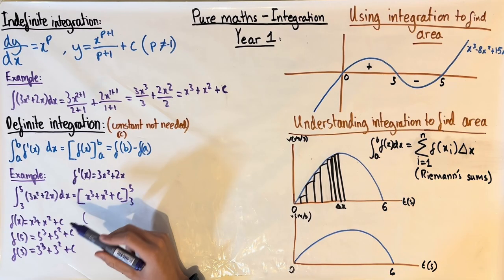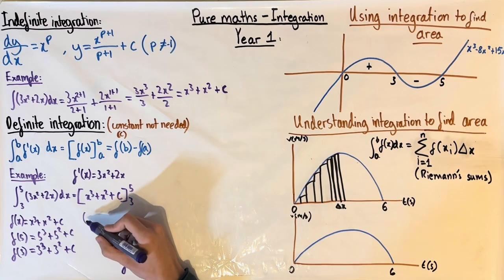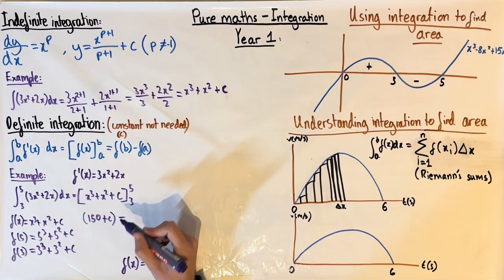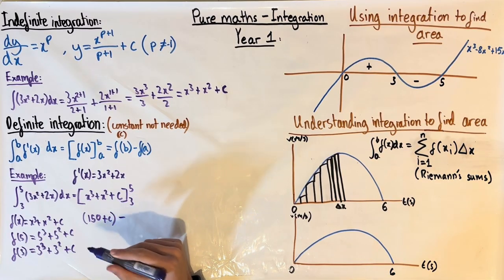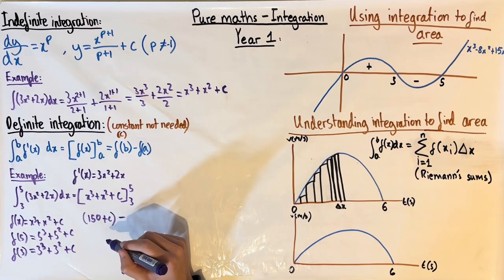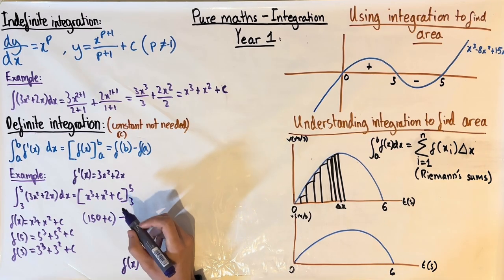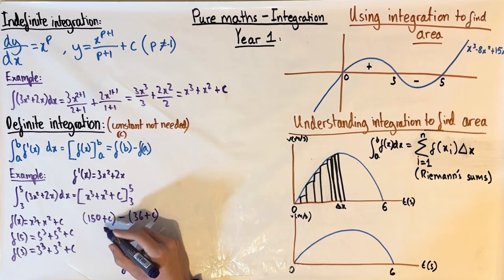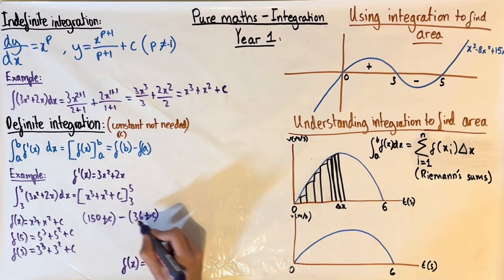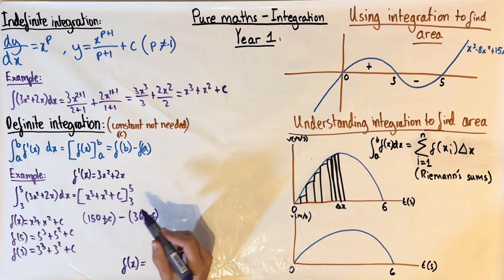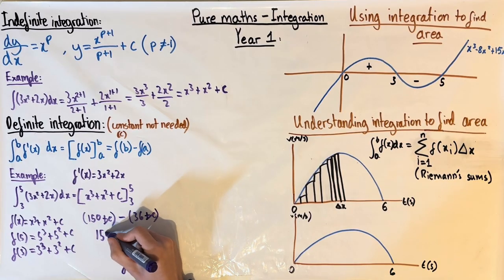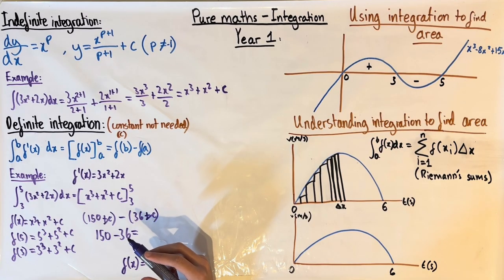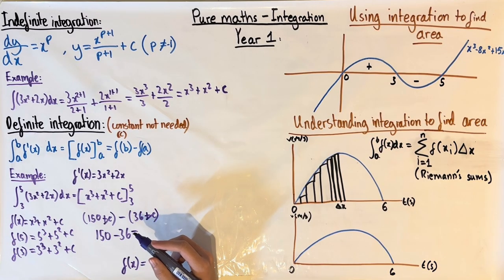Now we're doing f of b minus f of a, so that's going to be 5 cubed plus 5 squared, so that's 125 plus 25, which is 150, plus c. And then we minus 3 cubed plus 3 squared, so we know that 3 cubed is 27 and 3 squared is 9, so that means it's 150 plus c minus 36 plus c. We notice that the constants plus c cancel out because we're minusing them. So it's plus c minus c. What we're left with is 150 minus 36, which gives us an answer of 114.